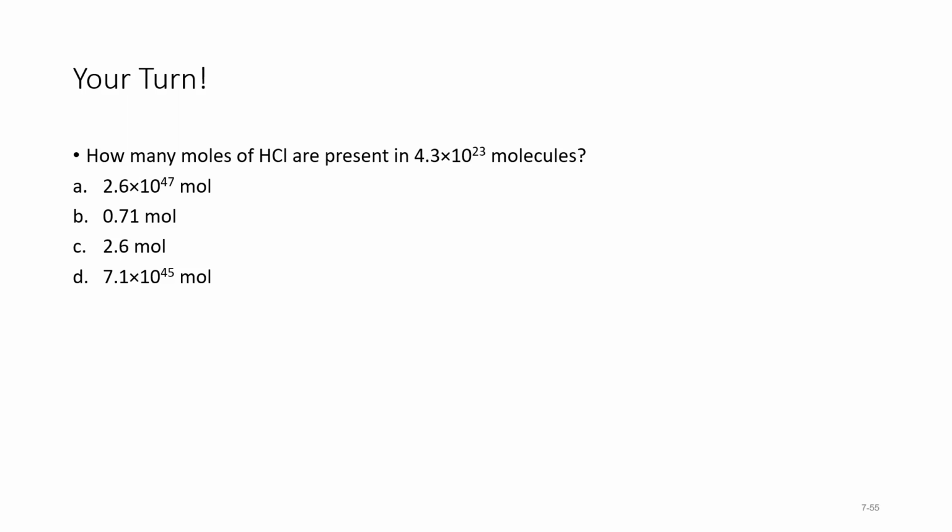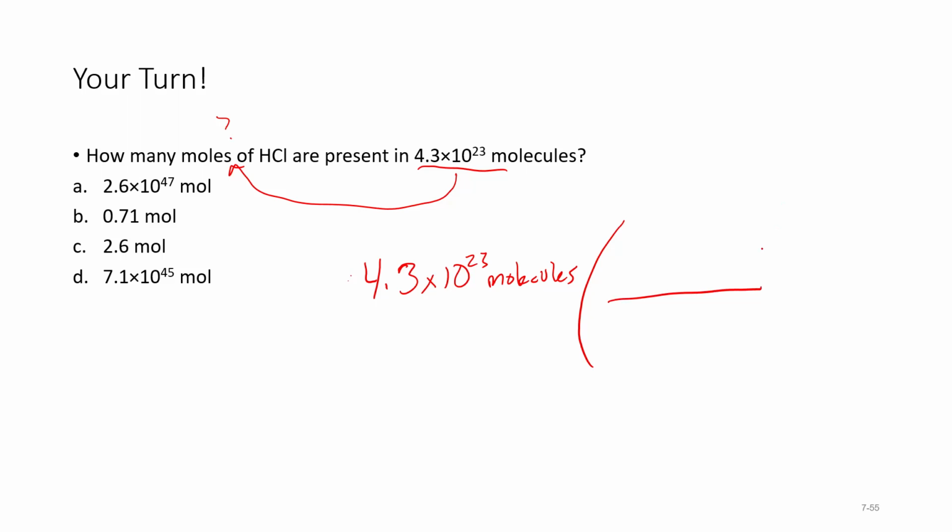Okay. How many moles of HCl are present in 4.3 times 10 to the 23rd molecules? So we have this. We're converting to moles. 4.3 times 10 to the 23rd molecules. And molecules can be treated in the same way as atoms. So we put molecules on the bottom, and we're going to put mole on the top.